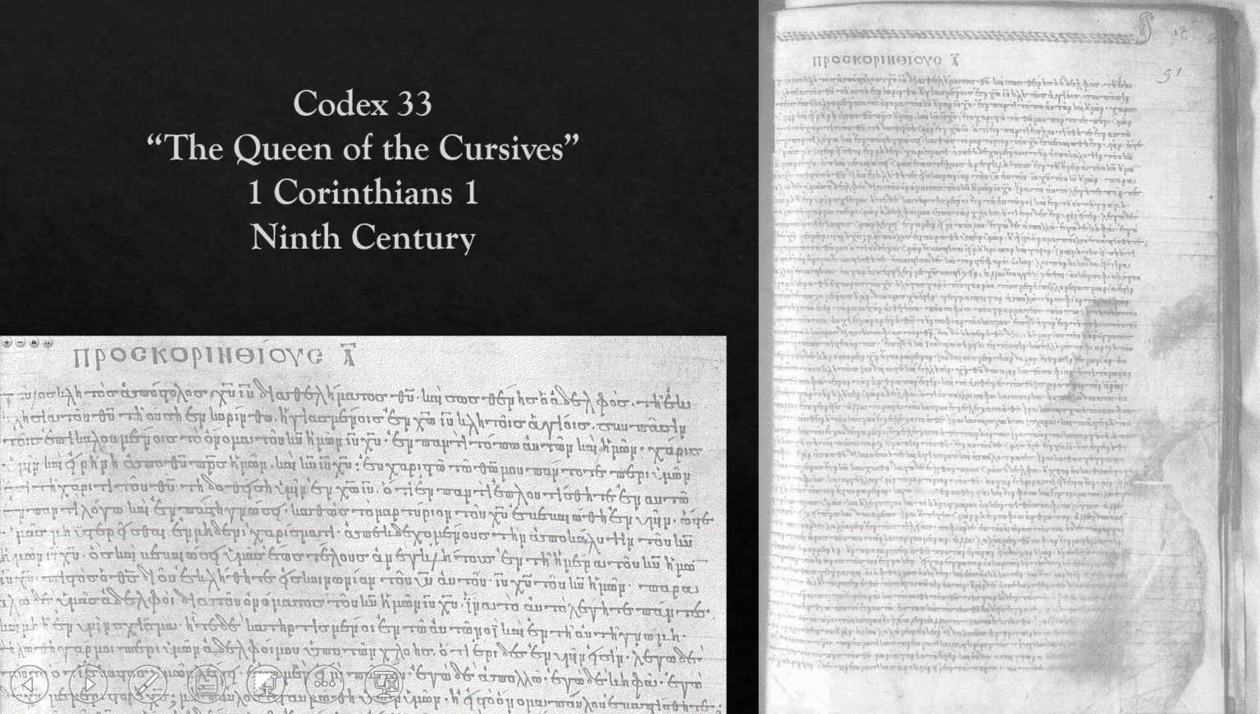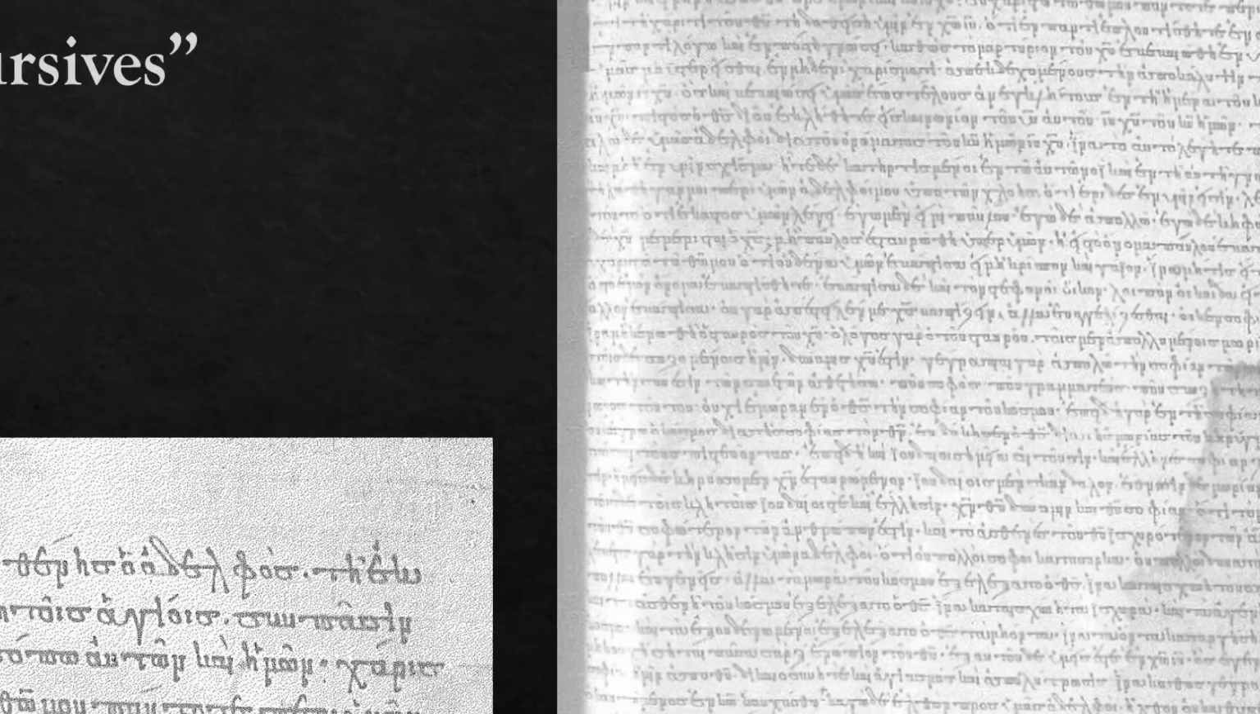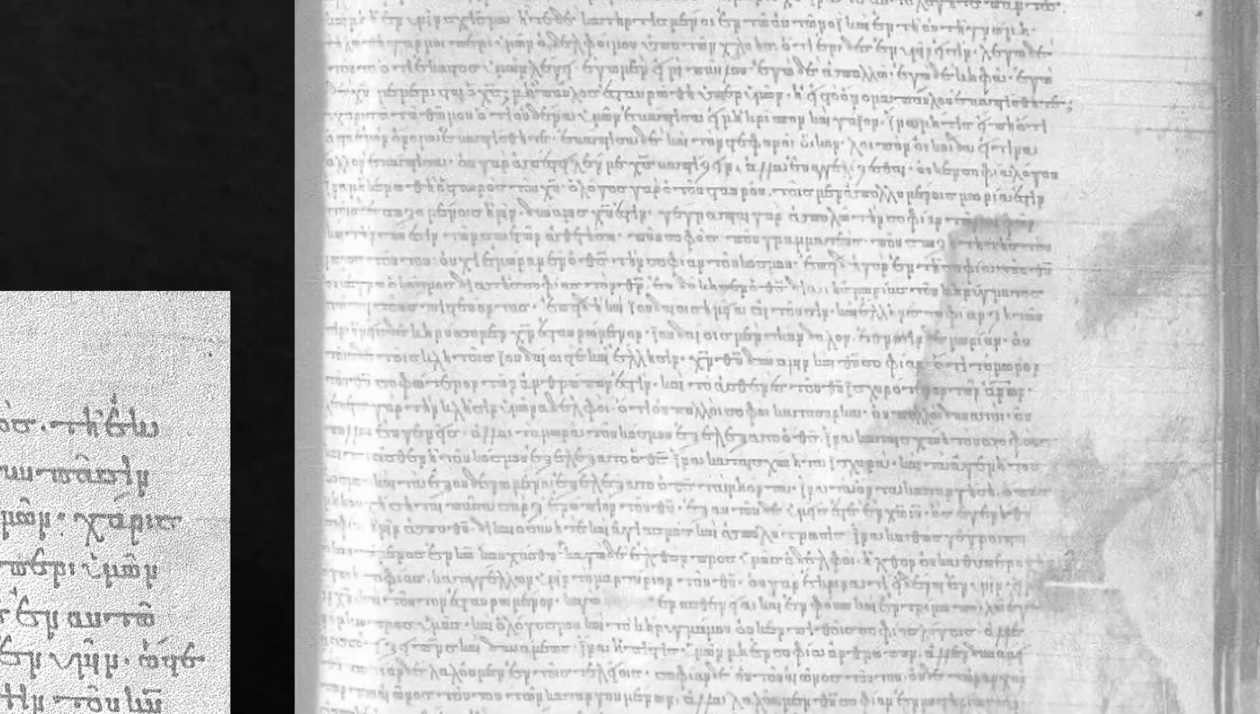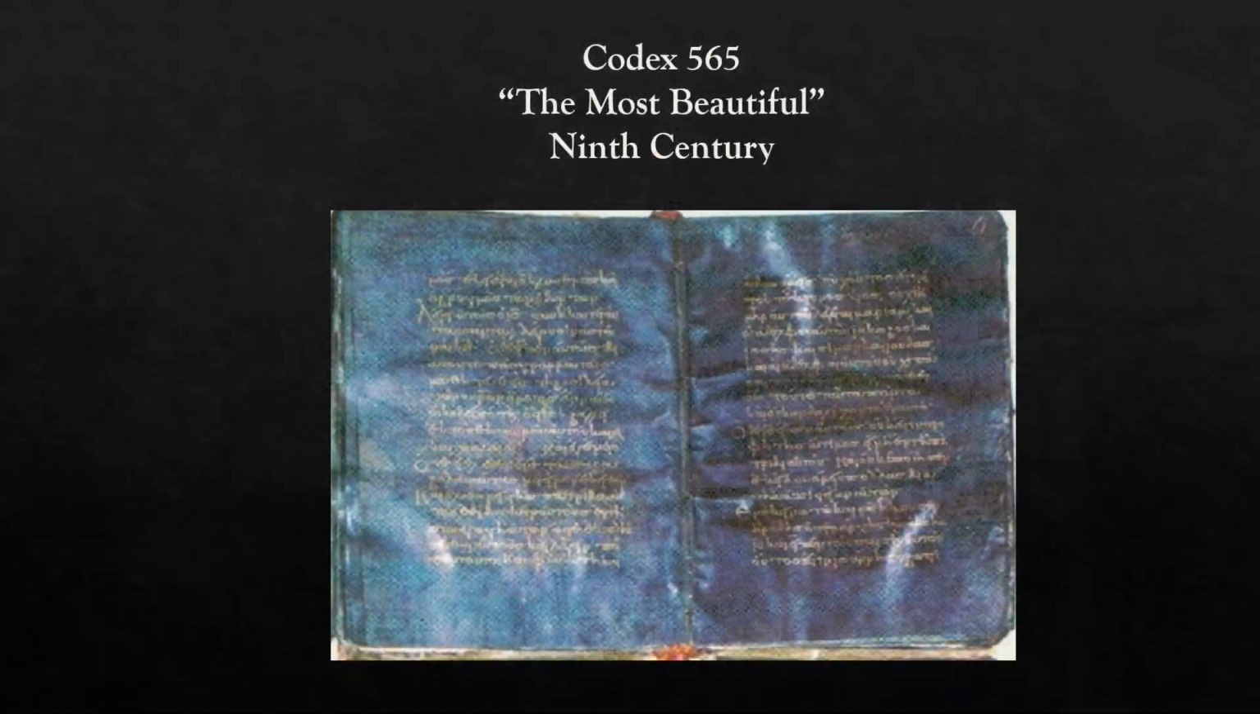Here is Codex 39, also called the Queen of the Cursives. Strictly speaking, once again, minuscules are not cursives, but it's a style of writing similar to cursive. This comes to us from the early 9th century, and it has the entire New Testament except Revelation. I mean, look at the penmanship of this scribe, the incredible straight lines that we can see. And then on the left here, I have it zoomed in. This almost looks like just a printed page. Really, really staggering. Here's a picture of Codex 565, sometimes called the most beautiful of the minuscule manuscripts. Purple vellum. And then they used for ink gold, golden ink.